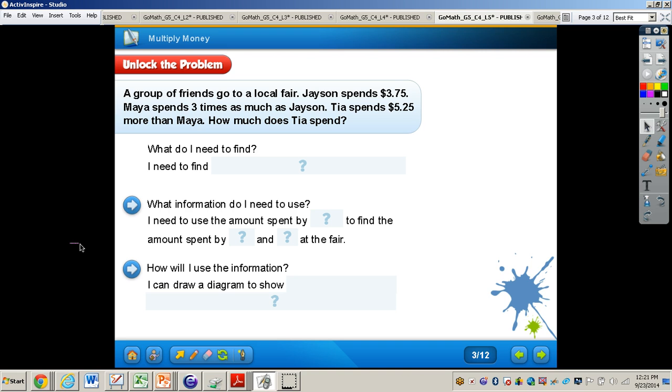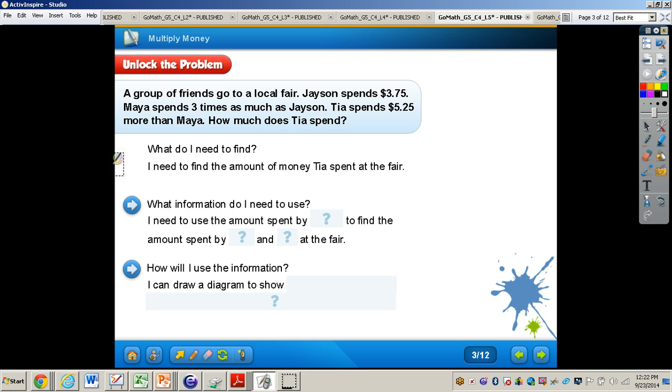Now, we always need to think about, with problem-solving problems, we need to first of all figure out what you need to find. So ask yourself, what do I need to find? And we can see we need to find the amount of money Tia spent at the fair. Where do we see that? We can see right here in our question, how much does Tia spend? Okay, I said the amount of time, the amount of money Tia spent at the fair.